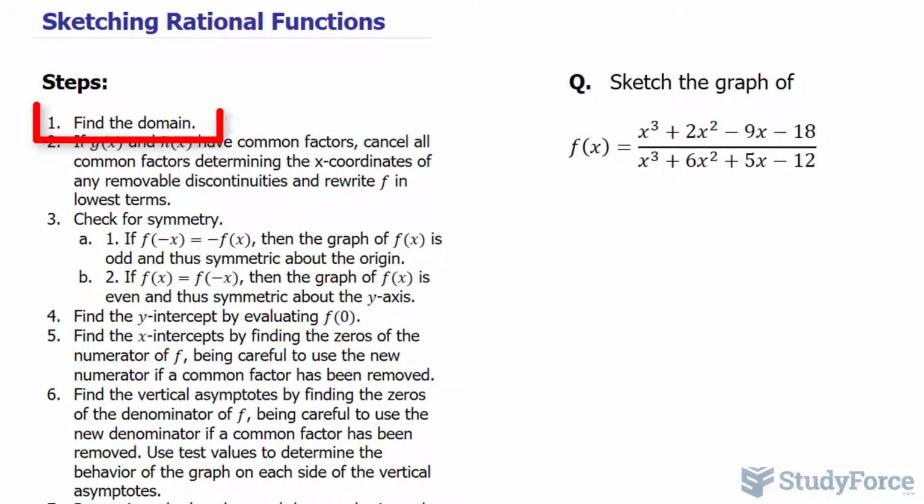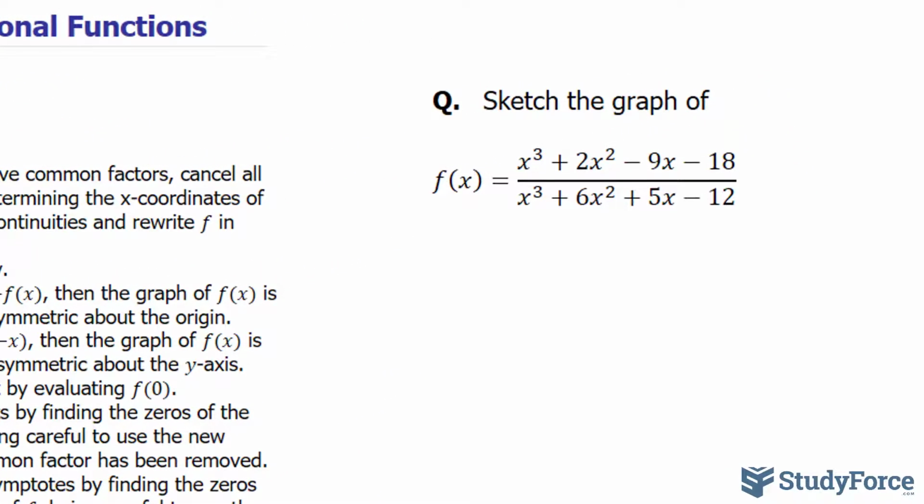For the very first step, we need to find the domain. Now, given that this is a rational function, the domain will be dictated by the restrictions found in the denominator, because the denominator cannot equal 0. What we have to do is factor this cubic function into factored form, and then from there we can easily solve to see where x cannot be 0. That being said, let's go ahead and factor this cubic.